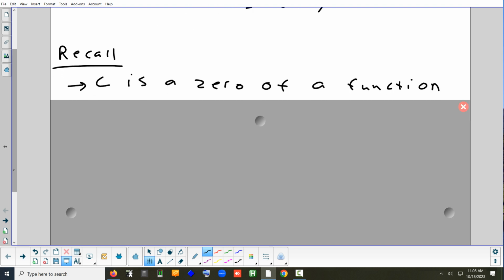Okay, so let's just review some of those names. If you have a number that you can plug into a function, and it gives you 0 as an answer, what do you call that? A root. You call it a root, or a 0. And what does that mean if you graph it? It's an x-intercept, yes.